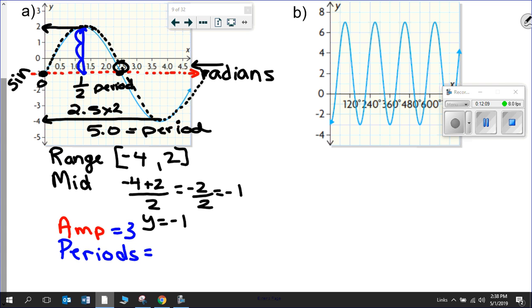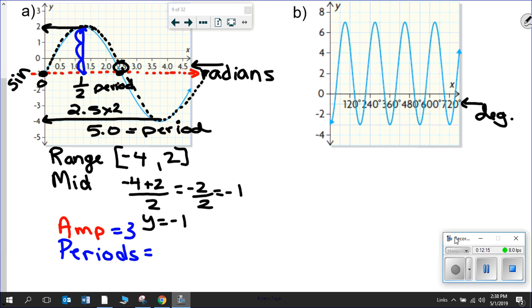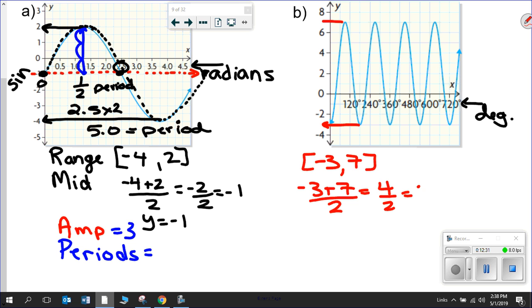So there's all the characteristics. We're now going to do the exact same thing for this example. So the first thing is the range, bottom to top. Bottom is -3, top is 7. Midline, I add those two numbers up and divide by 2. So y equals 2.